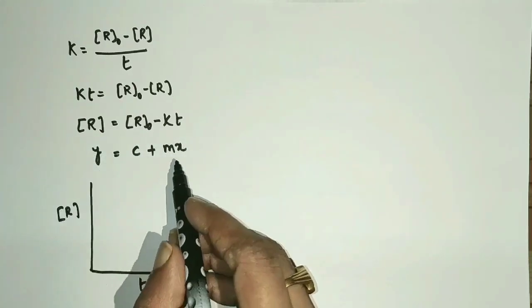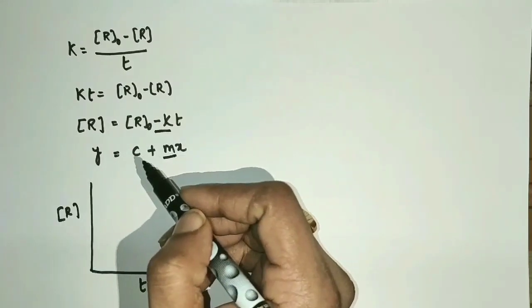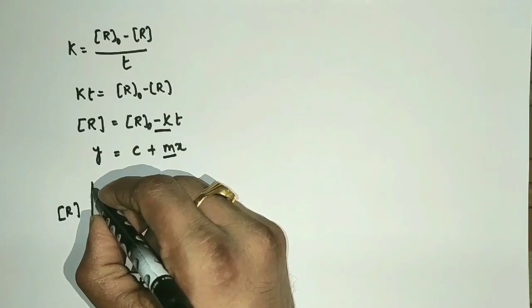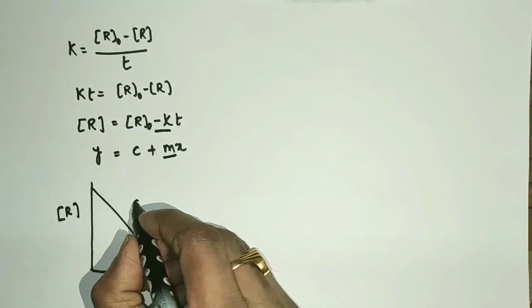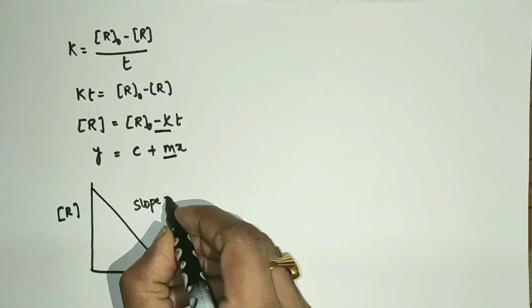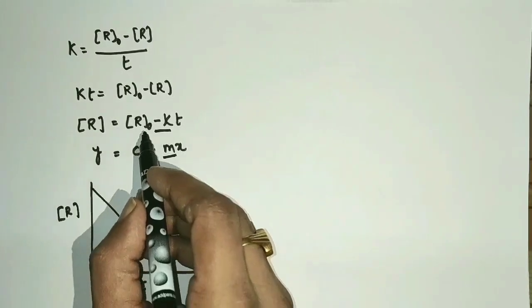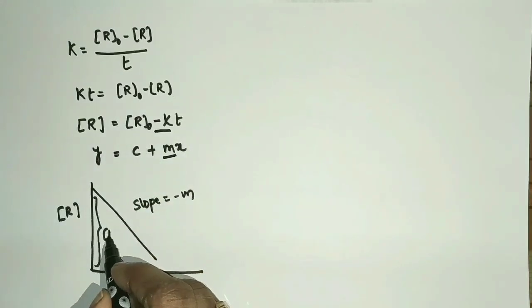But here the slope of the equation is negative, minus k. That's why you will get a straight line downwards with negative slope, where slope is equal to minus k and y-intercept is equal to R naught.